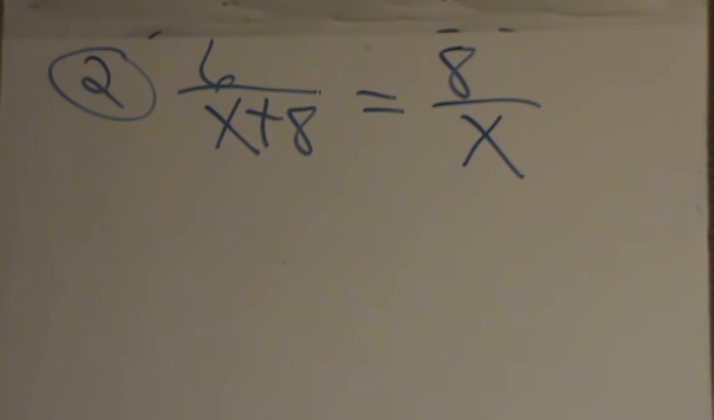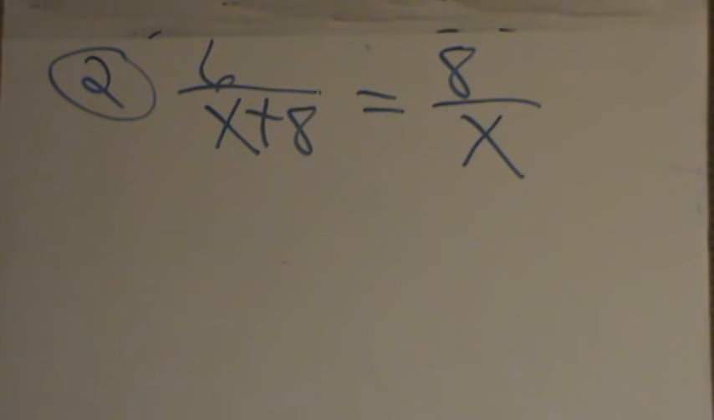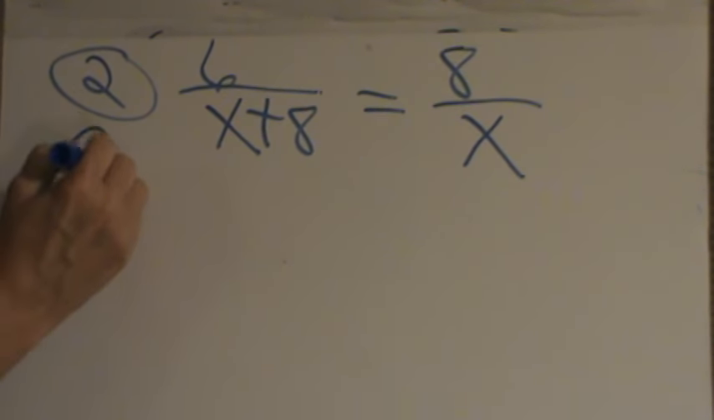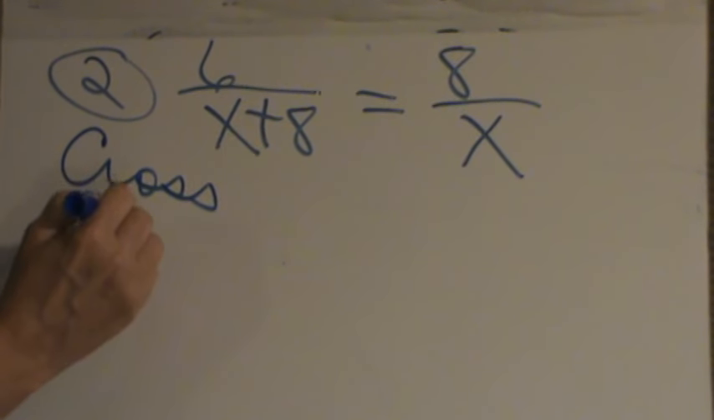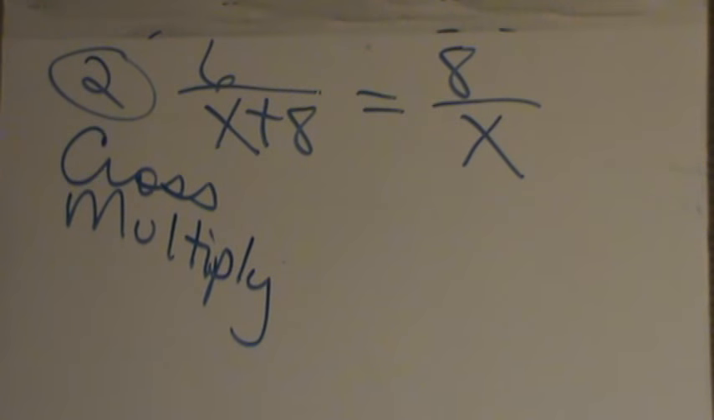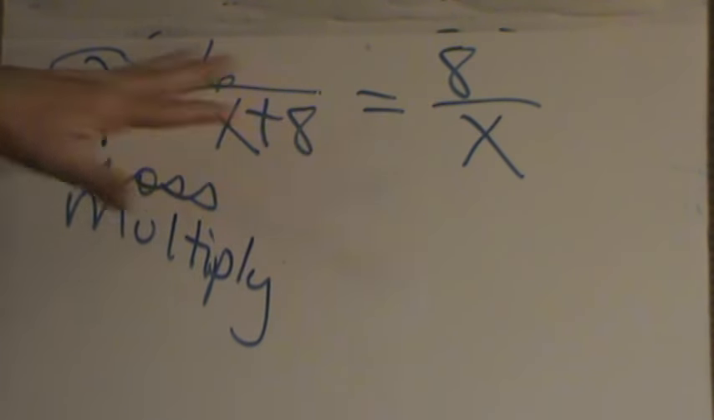Now let me show you something here. First thing I notice is this is not like number 1. Number 1 had 3 fractions. This one only has 2. So we don't have to use those 3 steps. We can do something called cross multiply. It's much faster, much easier than trying to find a common denominator for a bunch of algebra.